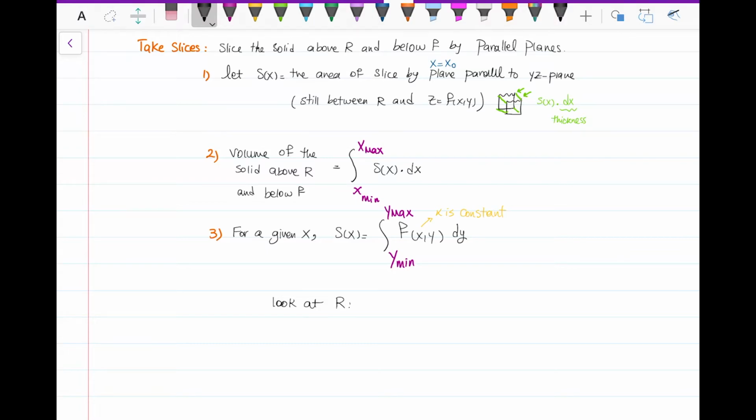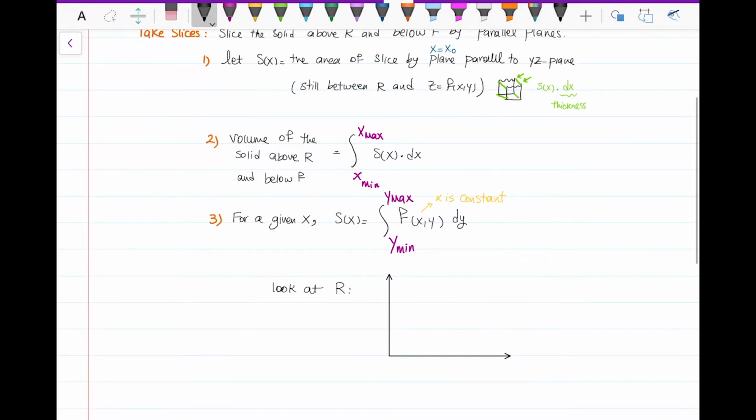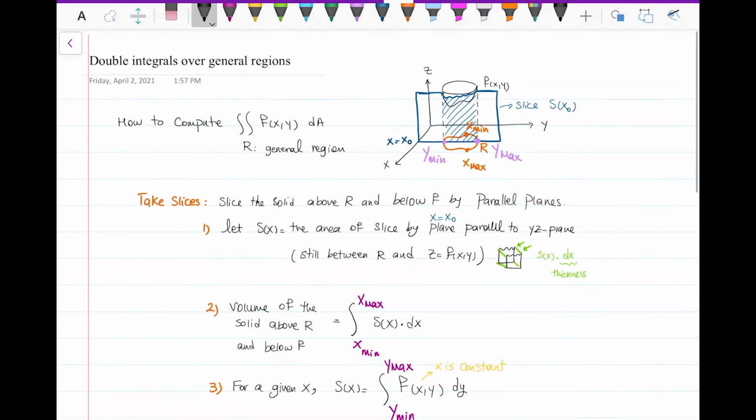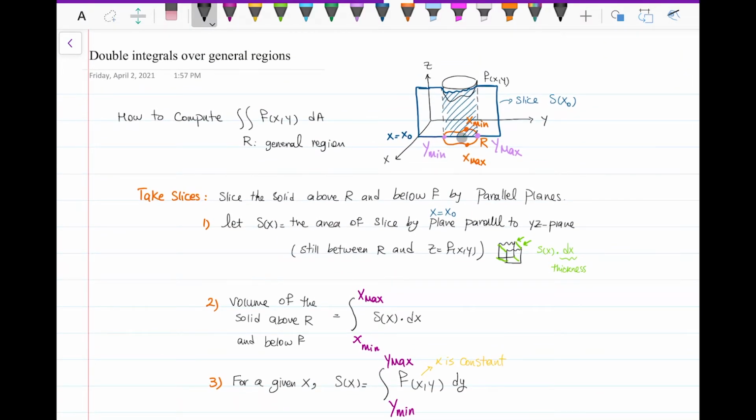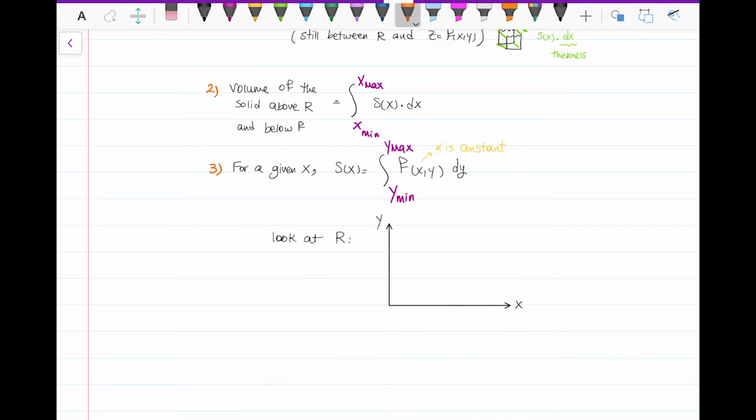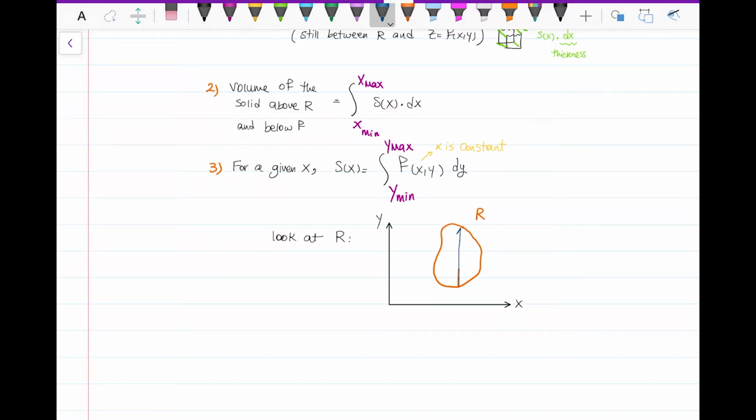Now if we look at the region R, what does it look like? Let me graph it. The region R, so let me have the x-axis here, the y-axis in here. Just assume the region R was down there on the xy plane. I'm going to graph it separately. So the region R was something like this, okay? And then we just have one slice of the region R with x equals x naught.